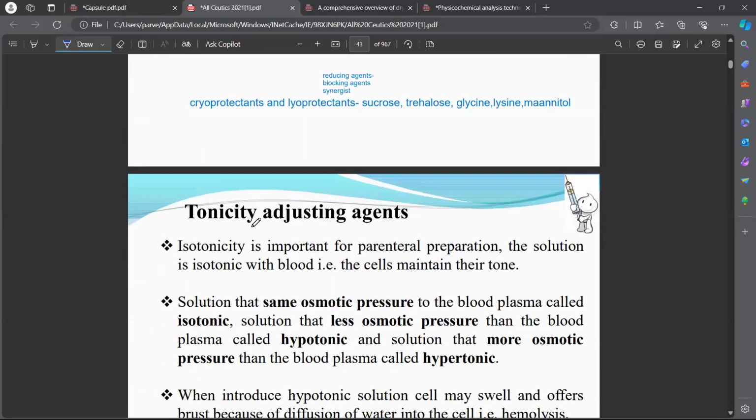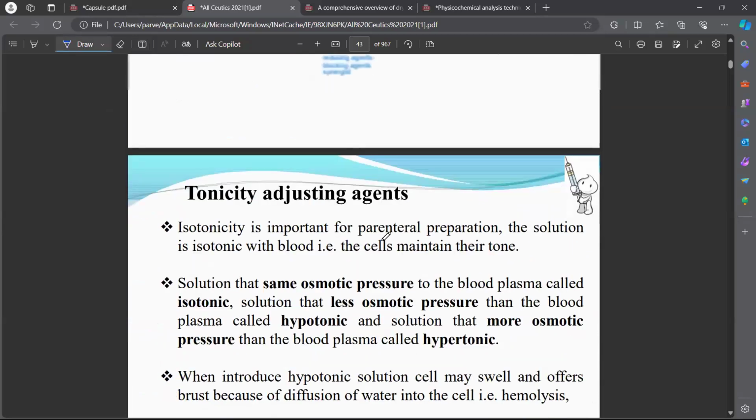So next, isotonicity is most important for parenteral solutions. To maintain isotonicity, the solution should have the same osmotic pressure as blood. So what happens when we keep blood cells in a hypotonic solution? Tell me, guys.